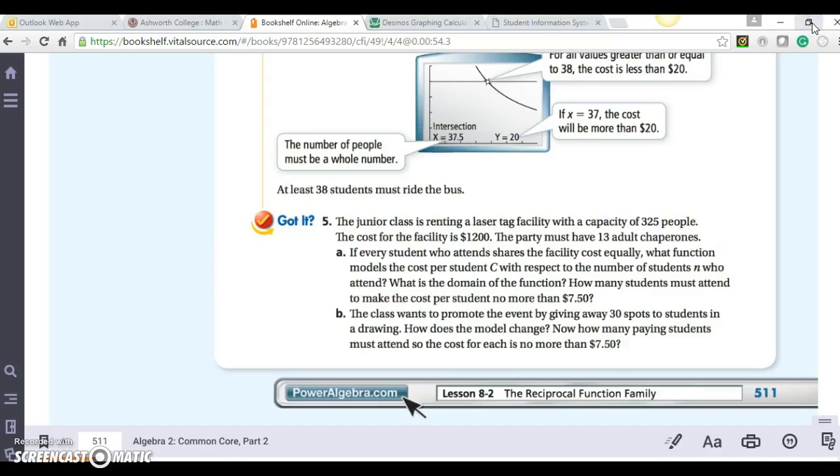So chaperones don't have to pay. If every student who attends shares the facility cost equally, what function models the cost per student C with respect to the number of students N who attend? What is the domain of the function? How many students must attend to make the cost per student no more than $7.50?